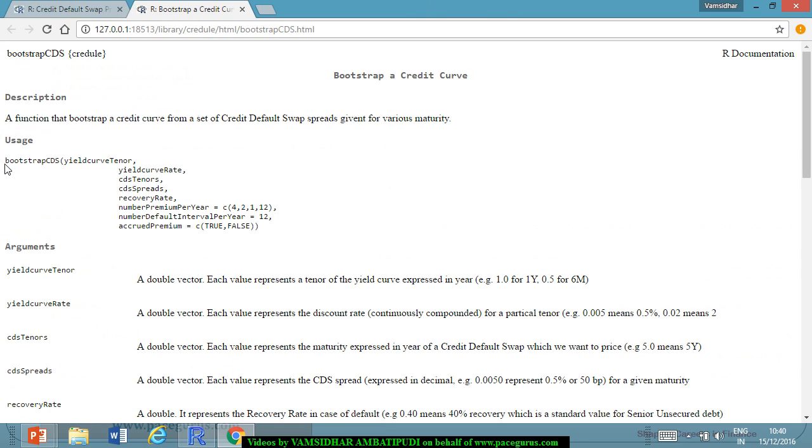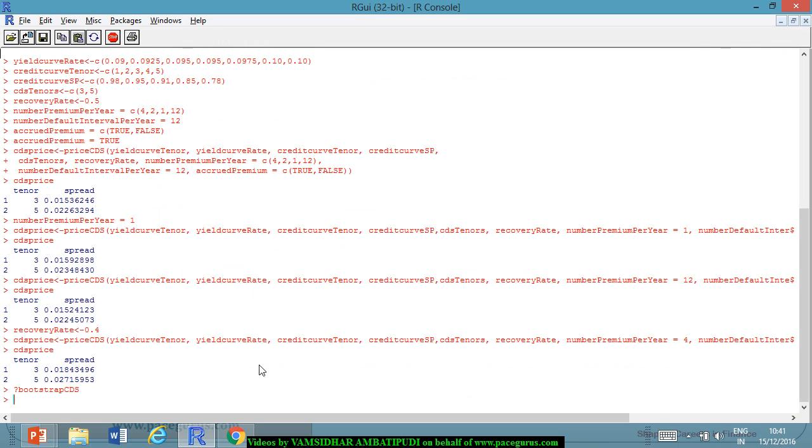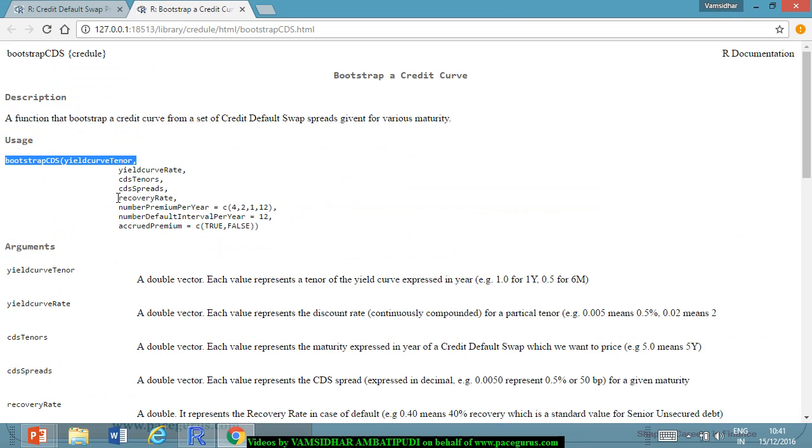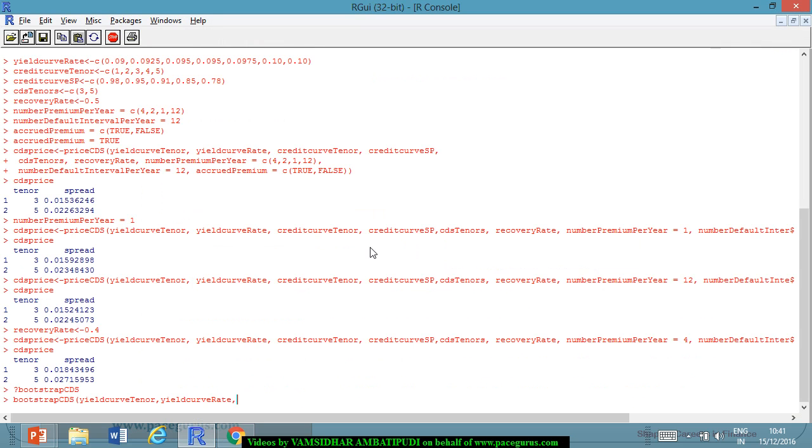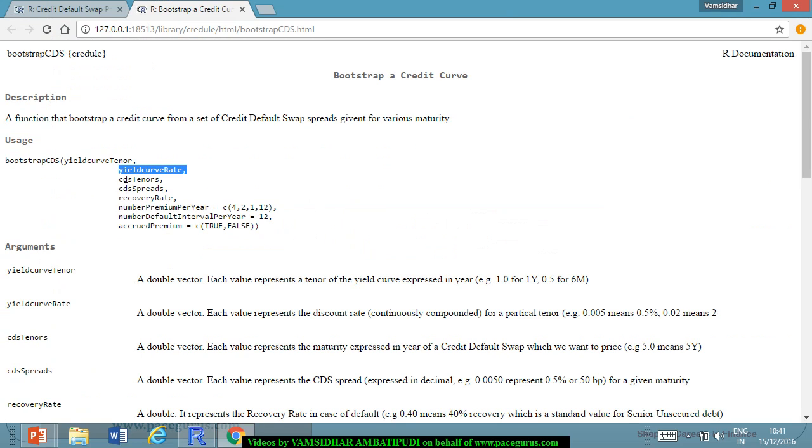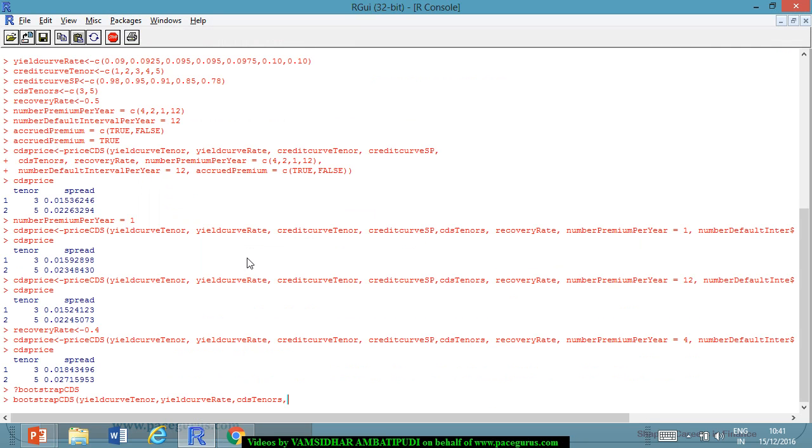So all the other things are already in place. If you see, we have discussed them. Yield curve tenure is something that I have already taken care of, which is 1 to 7 years. Yield curve rates for all the 7 years we have taken care of. I'll take them to be the same. CDS tenures we have taken for 3 years as well as 5 years. CDS spreads, okay, this is something that I did not take, so I'll take the CDS spreads as the output from the CDS spreads itself.